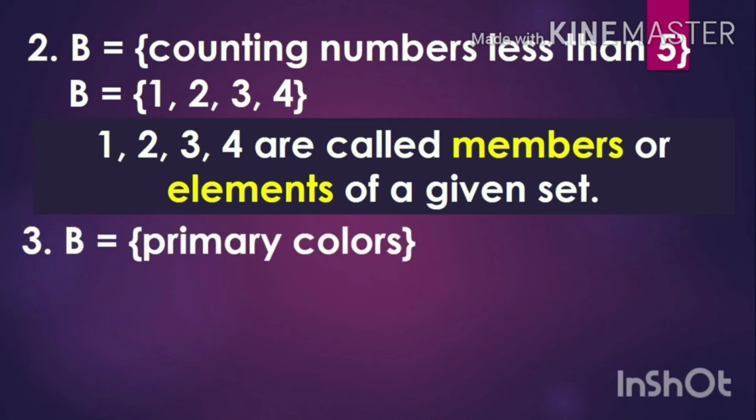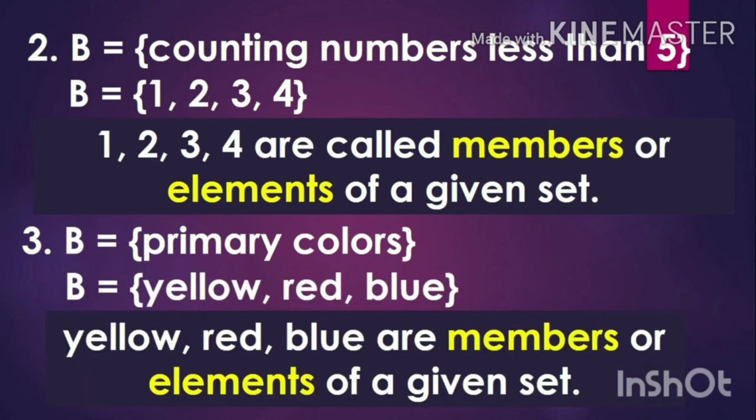Number 3. Set B is a set of primary colors. What are the 3 primary colors? Yellow, red, blue. Yellow, red, blue are the members or elements of set B.